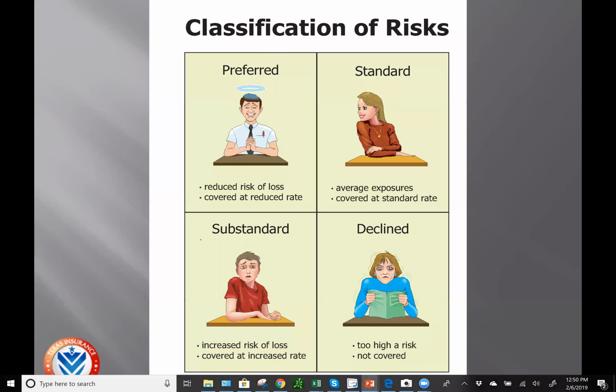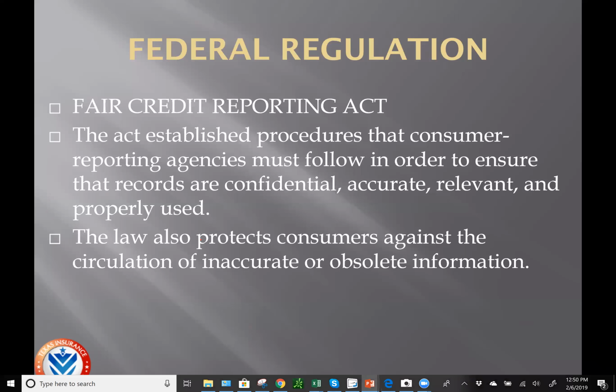And then the maximum fine for violating the Fair Credit Reporting Act that you need to know for your test, and this is for the Experians of the world, is $2,500 for violating the Fair Credit Reporting Act. So make sure you know that number on Fair Credit Reporting Act, $2,500.